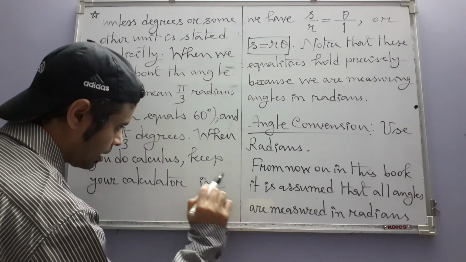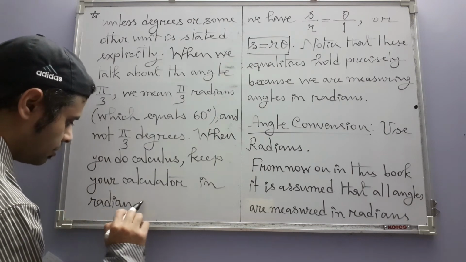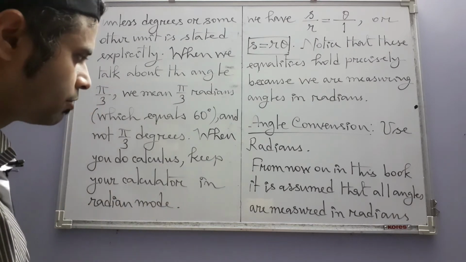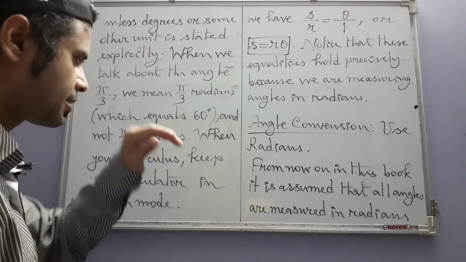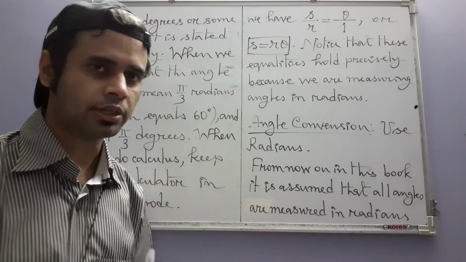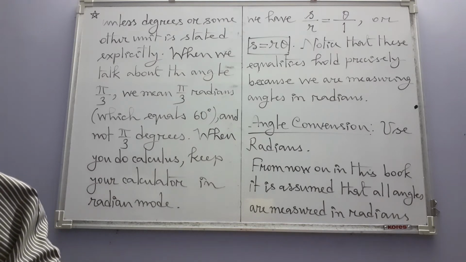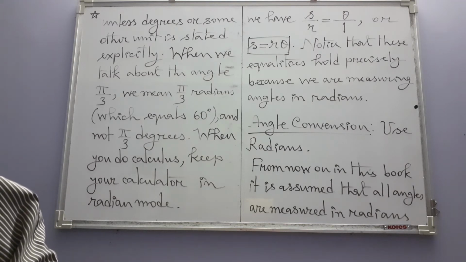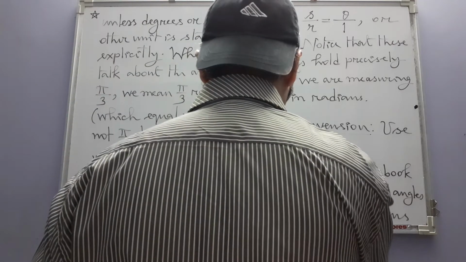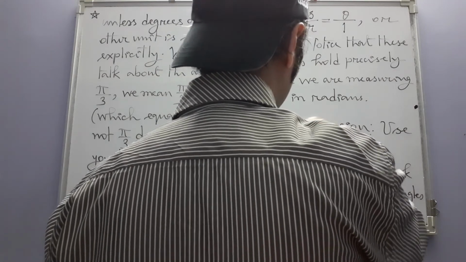Keep your calculator in radian mode. If you start using a scientific calculator for doing calculations in calculus and elsewhere in mathematics, you will see that when you are using trigonometric functions, there are keys for those functions in those calculators, right?